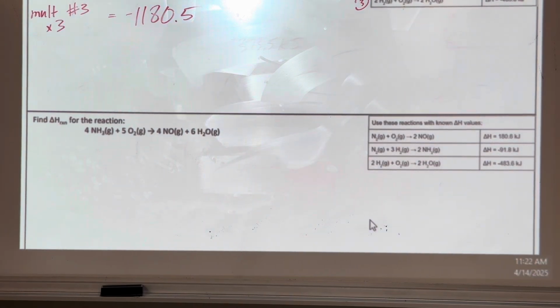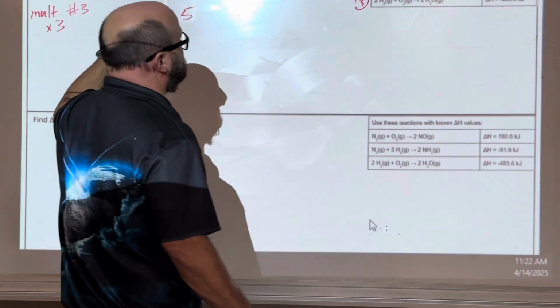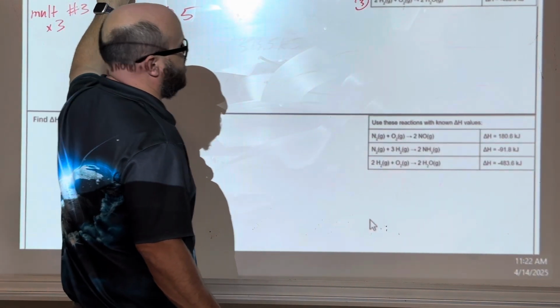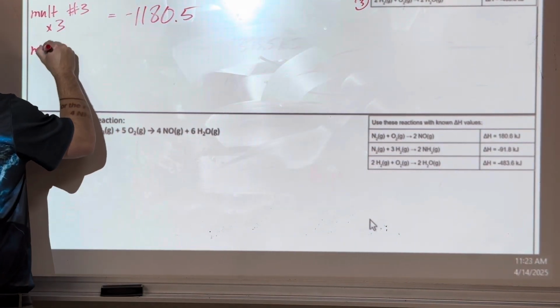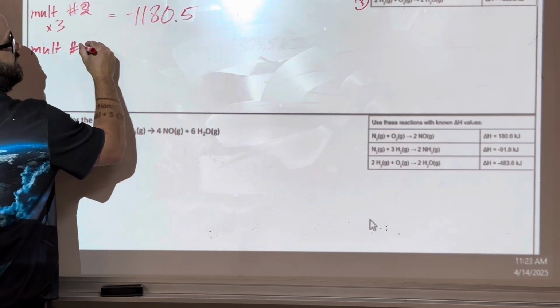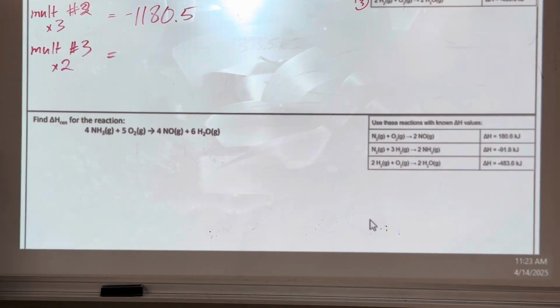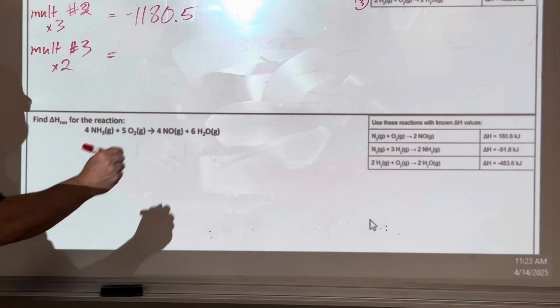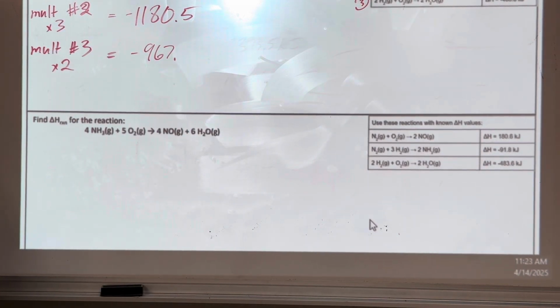And then the last one, 2 H2s plus O2 yields 2 H2Os. All we have is H2. We got 4 in our final. It gives us 2 in that step. So we're going to multiply number, I wrote 3 here. Multiply number 3 times 2. And that gives us, let's see, negative 483.6 times 2 is negative 967.2.